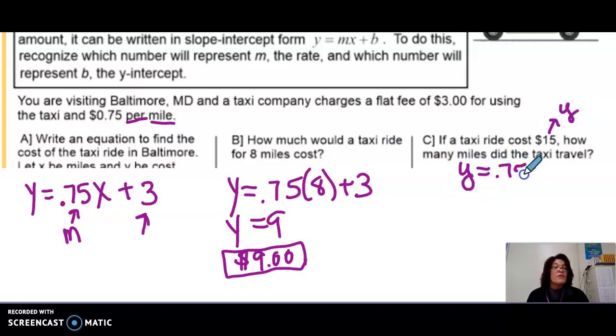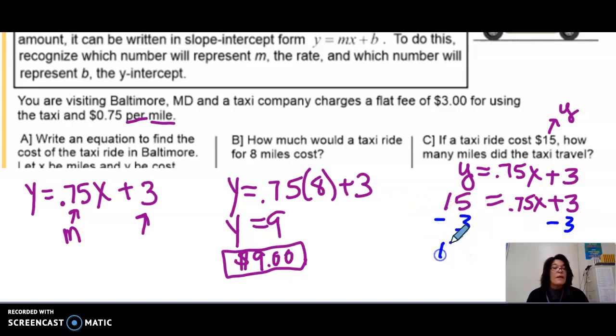So I have my equation. I'm not going to put 15 in for x, right? 15 is y. 15 equals 75 cents times how many miles plus 3. So now we're going to have to use our algebra skills. We're going to subtract 3. 12 equals 75 cents times x. I'm going to divide both sides by 75 cents. You can do that in your calculator, and you get 16 miles.